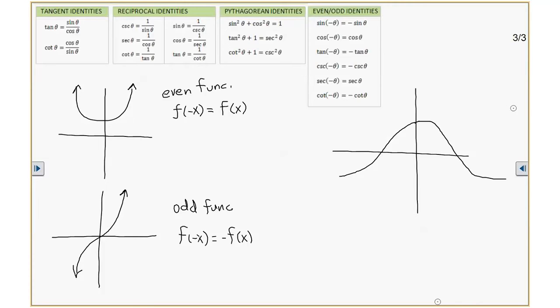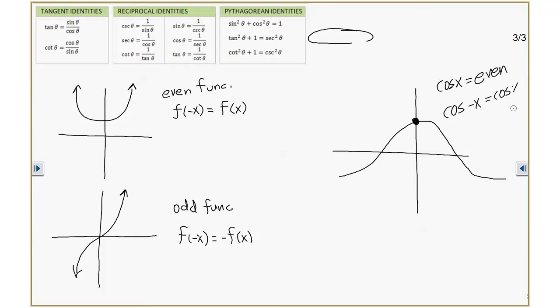It's symmetrical around the what? It's symmetrical around the origin. No, it's not. It's symmetrical around the y-axis. So the cosine function is what? It's the even function. And with the even function, f of negative x is equal to what? F of x. So cosine of negative x is equal to cosine of x.